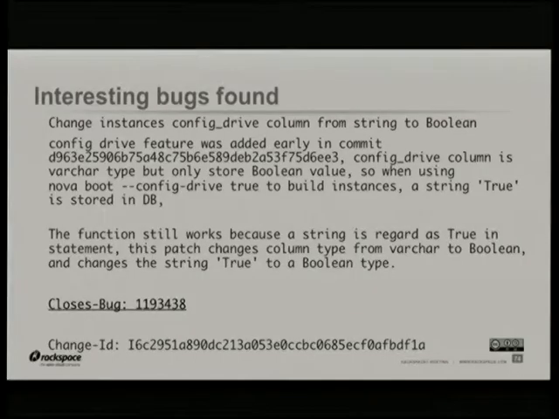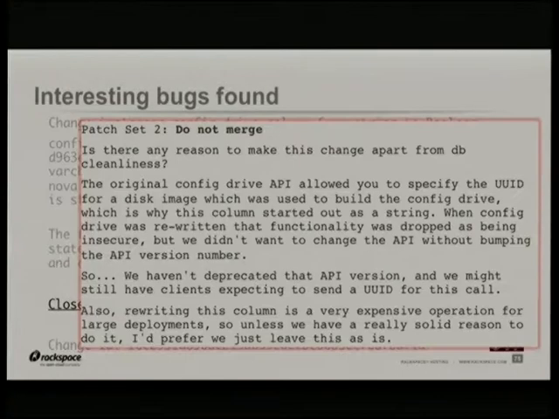Another one that was caught was someone wanted to change a string that held true or false into a boolean. That's a very good idea. However, changing a column type is an entire table lock and requires rewriting every row, so it's very, very slow. The reason why it is a string and not a boolean to begin with was due to API compatibilities. Once the API is bumped a version, we can fix this properly and just drop the column altogether.